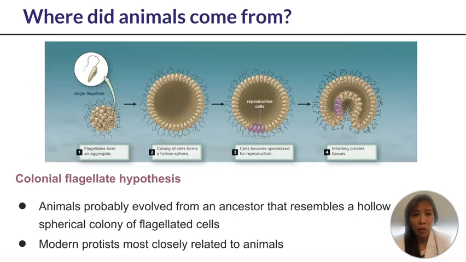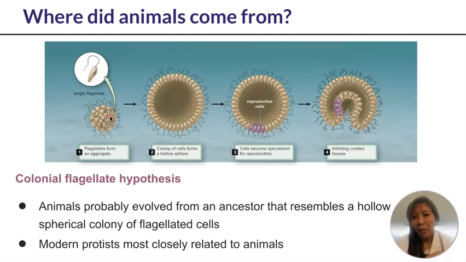Where did animals originally come from? Well, most scientists believe that animals evolved from protists, most likely a protozoan. And here you have an example of what might be an ancestral flagellate. They have a flagellum, which, if you recall, is an appendage that allows them to move. It's believed that animals probably evolved from an ancestor that resembles a spherical colony of flagellate cells. That means that each one of these cells has a flagellum on its end, so there are appendages that allow them to move around in their environment.